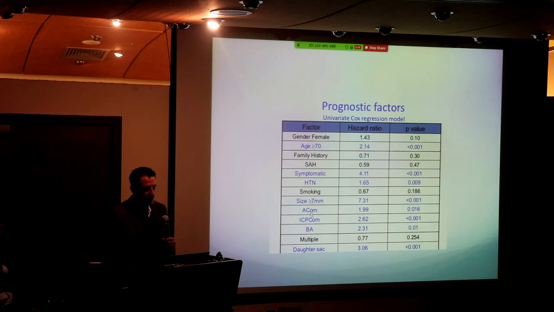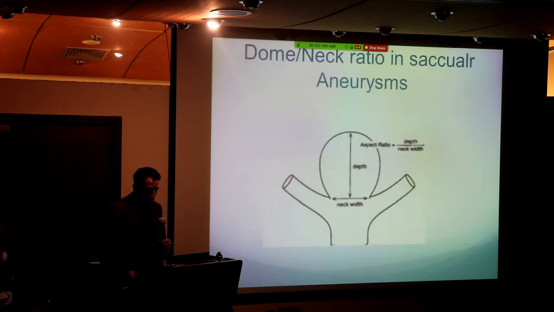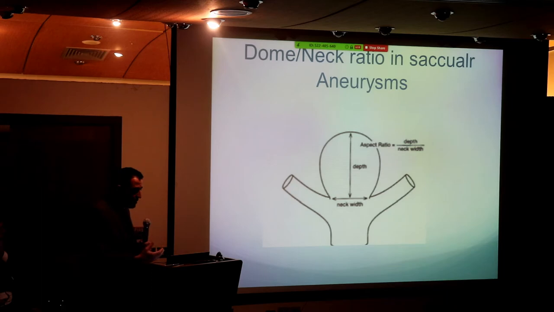If it's more than 7 millimeters or has a daughter sac, basically an aneurysm on top of the aneurysm, what we call it, it's almost a contained rupture. So a lot of factors. This is what a lot of us use, a score system to try to decide, should I treat this patient's aneurysm or not, based on multiple factors. Not necessarily if you have an aneurysm it needs to be treated. That's very important to remember, because the risk of treatment is not zero. It's never zero.